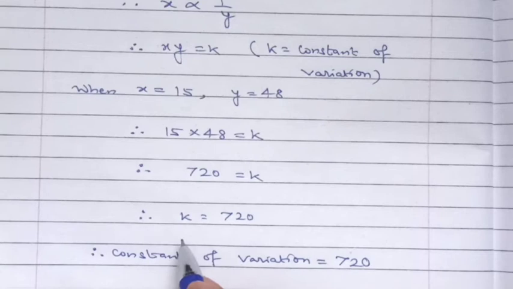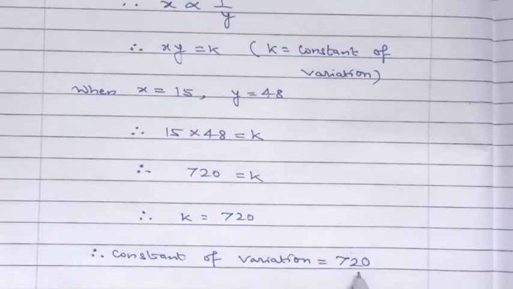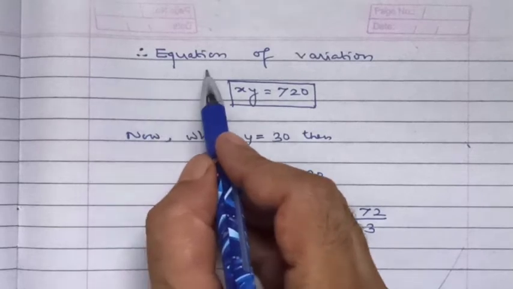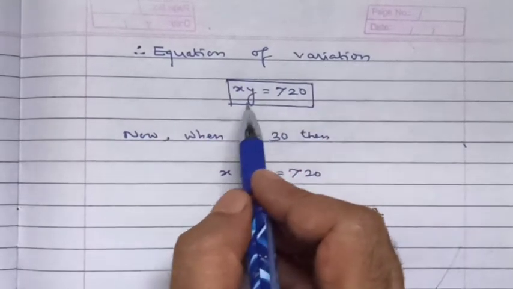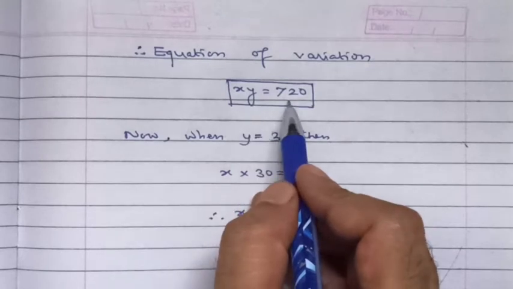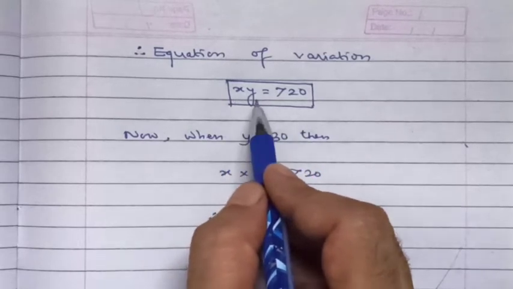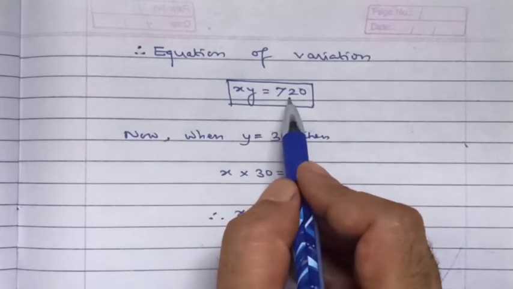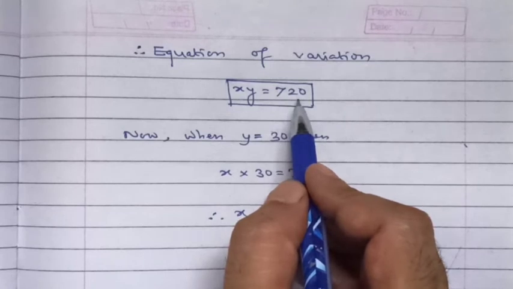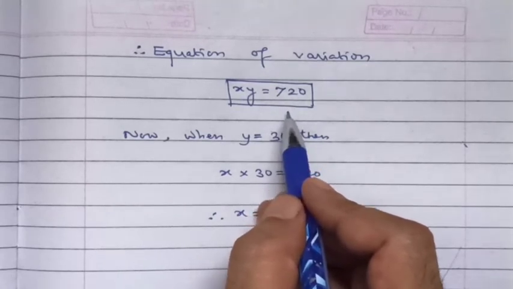Now what is K? K is constant of variation. So write the answer. Constant of variation K is equal to 720. Now you can form equation of variation. So let's write equation of variation. Therefore, equation of variation is X into Y, which is K. Now it is 720 because you know K is 720. So XY is equal to 720. That is, X into Y is equal to 720. Now you got the equation.